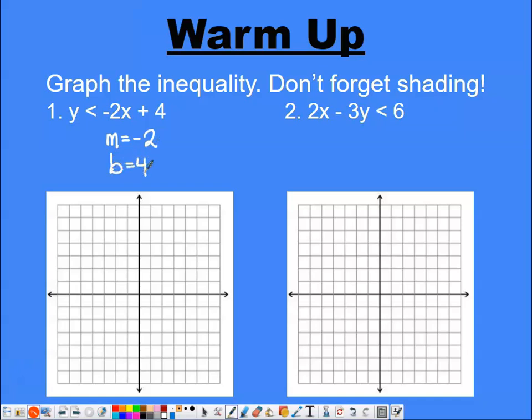Okay? And the other thing that we have to keep in mind is we have that inequality, right? So this is less than. Less than means that we have a dashed line, and then we need to go ahead and check that ordered pair to make sure that we have the correct shading, right? So either above or below. So let's go ahead and plot that point. So we have the y-intercept of 4, so that goes up here. And then we have a slope of negative 2, so down 2 over 1.